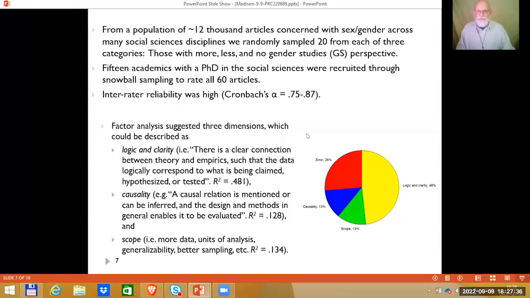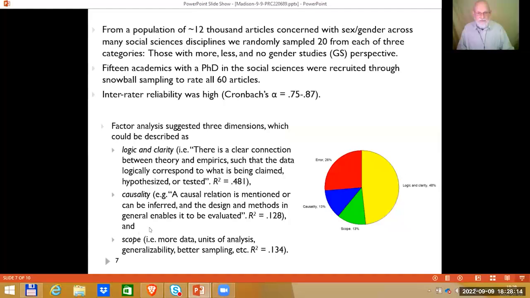Because there are so many items, I will only present the results of a factor analysis that we performed on all the 33 quantitative items. So we left out the 3 qualitative ones. And judging from the factor structure, we think that we could identify these 3 dimensions. One that we could reasonably call logic and clarity, for example, from the item with a high loading, that there's a clear connection between theory and empirics.